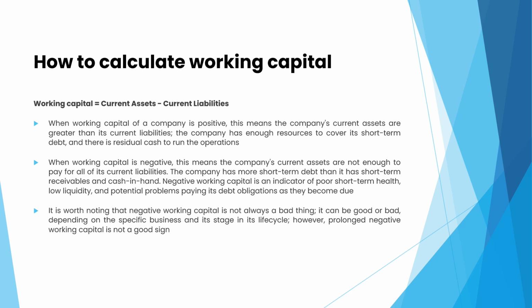Now let's understand how to calculate working capital. The formula for calculating working capital is current assets minus current liabilities. When working capital of a company is positive, this means the company's current assets are greater than its current liabilities. The company has enough resources to cover its short-term debt and there is residual cash to run the operations.